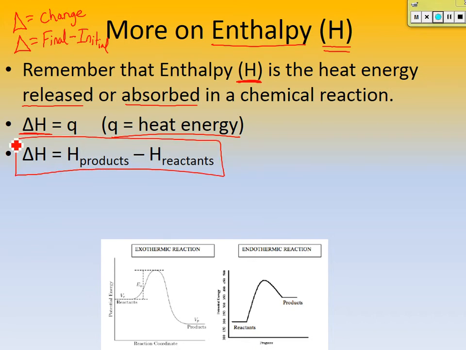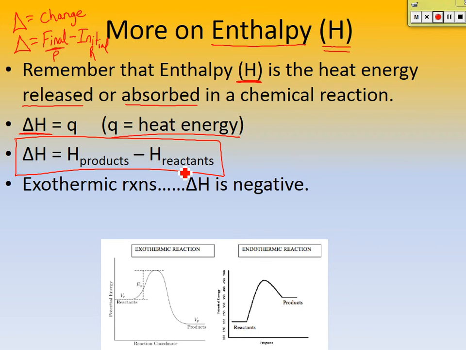So here's how you find it in a chemical reaction. Okay, here's how you find delta H. You take the enthalpy of the products, because that's like the final. In a chemical reaction, the products are what you end up with, minus the reactants. And the reactants are what you initially start with. And so this right here is very important. Delta H is found by taking the enthalpy of the products, subtract the enthalpy of the reactants.